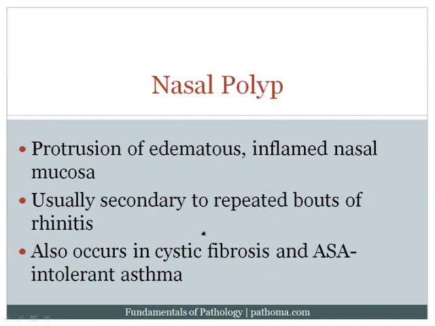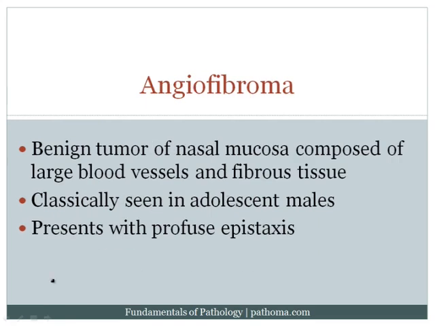The second high yield here is that there are a subgroup of adults who also develop nasal polyps because they have something called aspirin-intolerant asthma. This is a triad of asthma, aspirin-induced bronchospasm, and nasal polyps, and it's seen in 10% of asthmatic adults. So remember that patients with aspirin-intolerant asthma can also develop nasal polyps. So those are the two high yields on this slide.